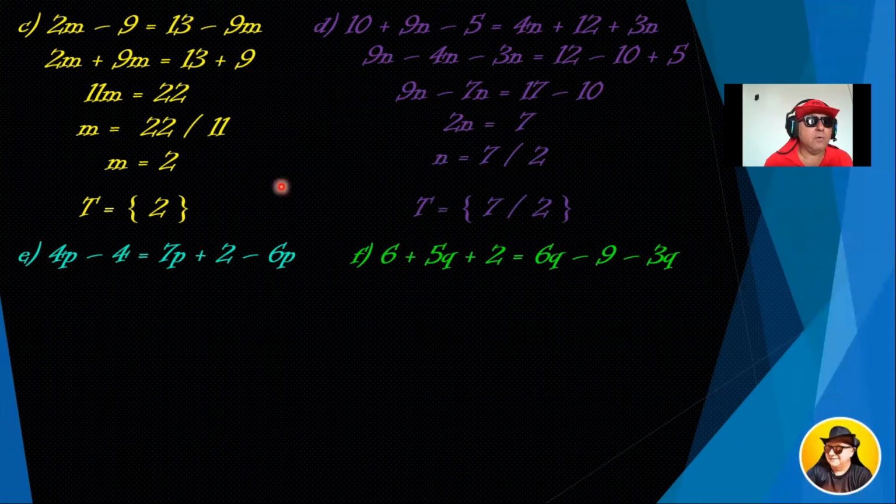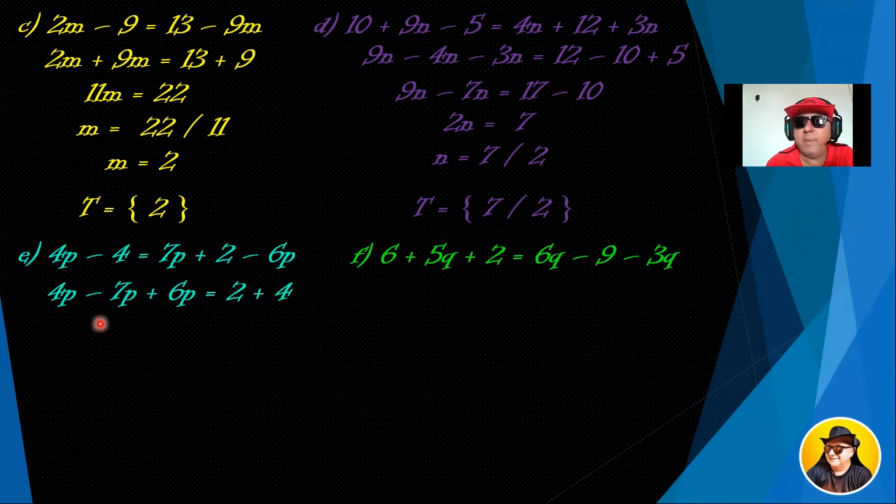Okay, now let's do letter E. Let's organize them in family. Now we have P. So 4p minus 7p plus 6p, because it was plus 7p, so it comes minus 7p. And minus 6p comes positive 6p. And here I have 2, and minus 4 comes plus 4. And here, 2 plus 4 is 6.